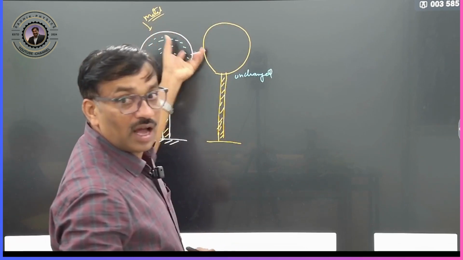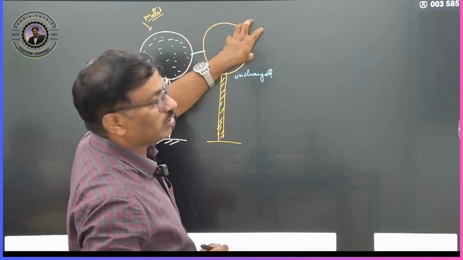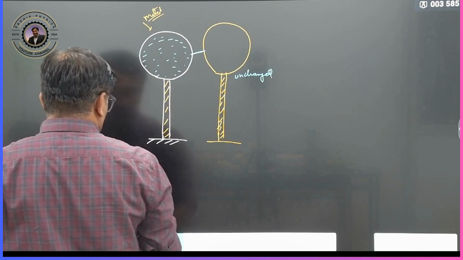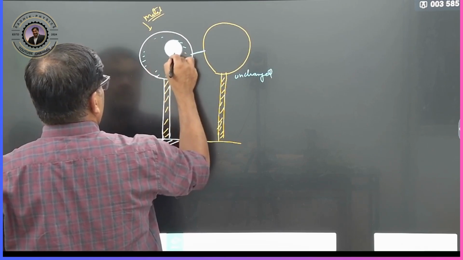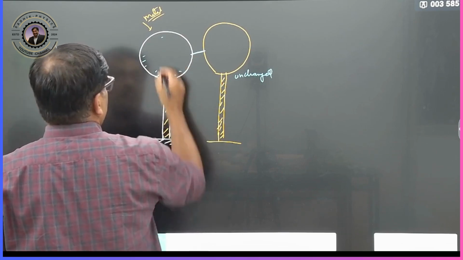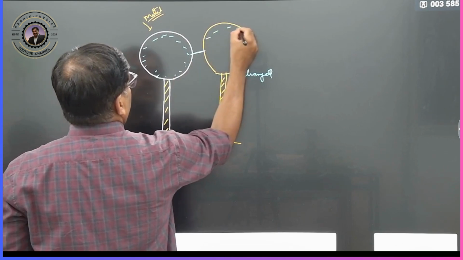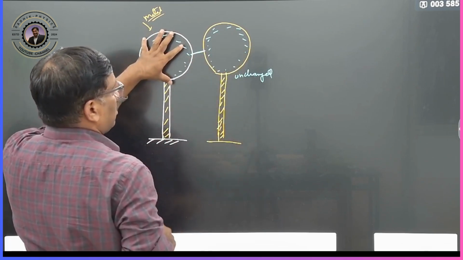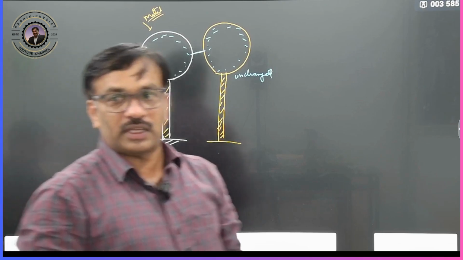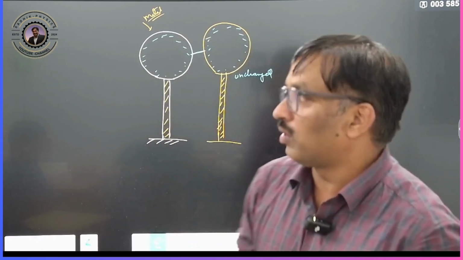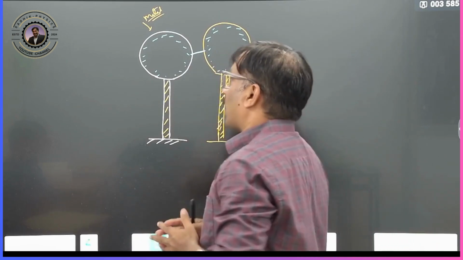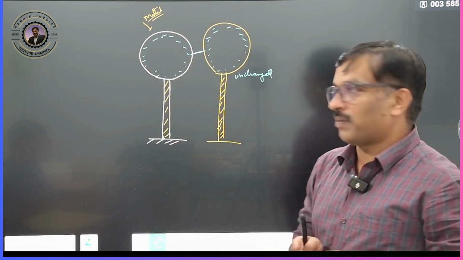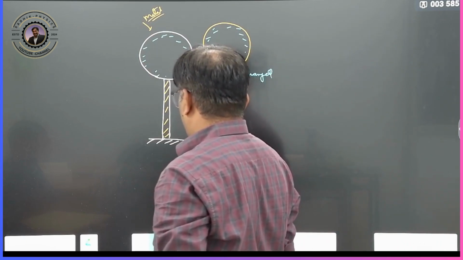Here there is a large number of electrons. These electrons will be supplied to the other ball, which will become negatively charged. Some charges will be lost from this one and some charges will accumulate on the other. The charges will flow until the potential on this and the potential on that become equal. Till that time the charges will flow, and then the flow stops. Once the potentials are the same, further charges will not flow.